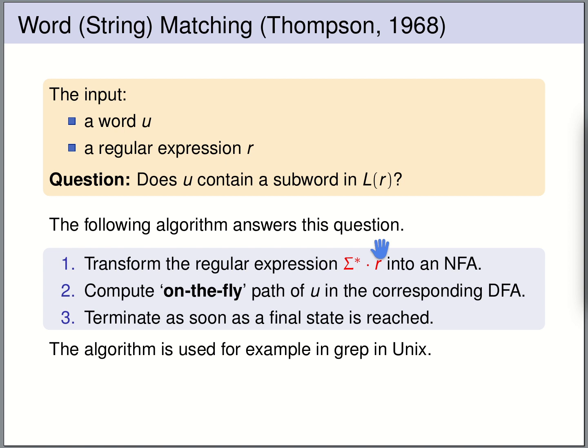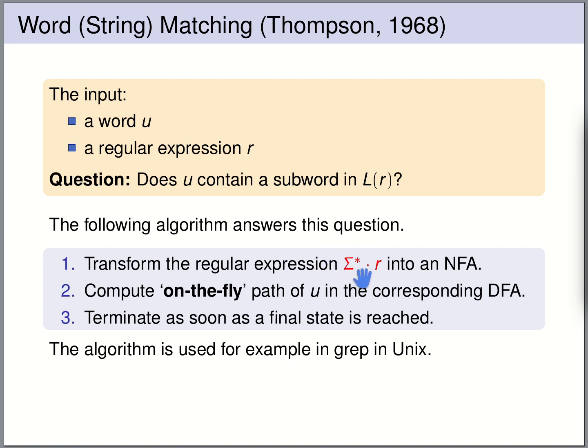Now you may wonder, why do we put an arbitrary word over sigma in front but not behind R? And the reason is point 3 of the algorithm. We will stop the algorithm as soon as we have found an occurrence of R. So we will not read the word to the end. So therefore, as soon as we've reached the final state, we will stop. Therefore, no sigma star is needed behind the R. But we need the sigma star in front because we want to express that R does not need to start at the beginning of U, but it could start somewhere in the middle of U.